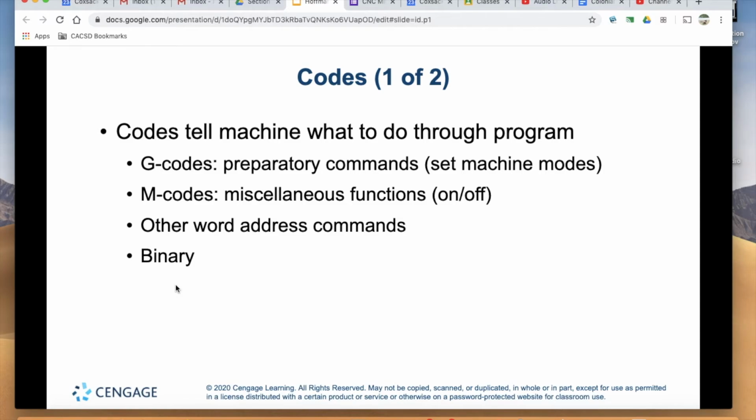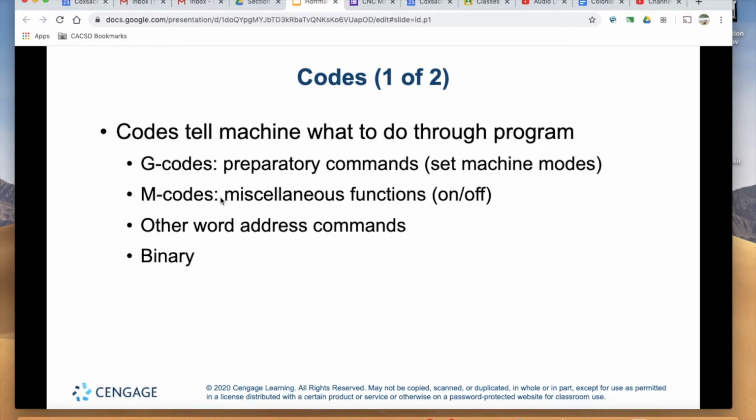So G&M codes are basically going to be telling the machine what to do throughout our programming. So a G code is a preparatory command. It's going to set machine modes. And the most common, obviously, is a motion of some kind. So a G code is going to initiate some kind of motion to a certain position on our machine. An M code, or miscellaneous function, is going to turn certain things on and off. So we can turn coolant on and off. We can turn our spindle on and off.